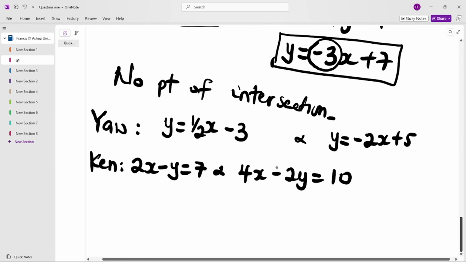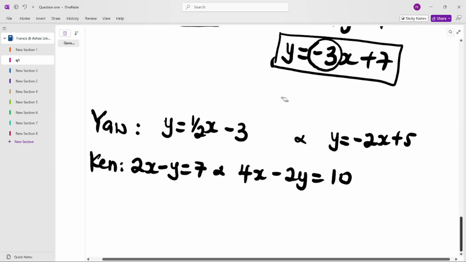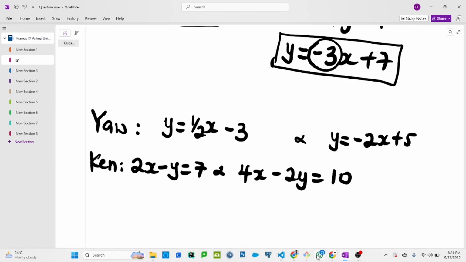Can you all see your questions? Yes, sir. Okay, so anyone that is ready, just give me your answer when you find it. If you face any difficulty, let me know. Mine, they don't have any point of intersection. Why? The gradients are the same. So what's the gradient for this one?